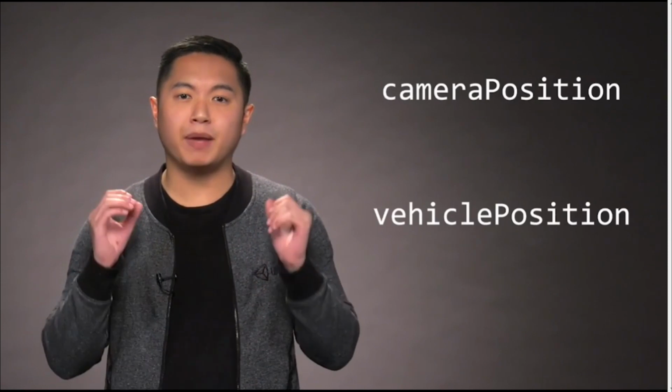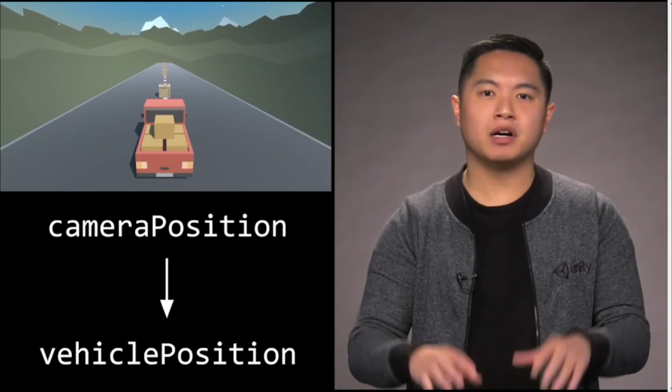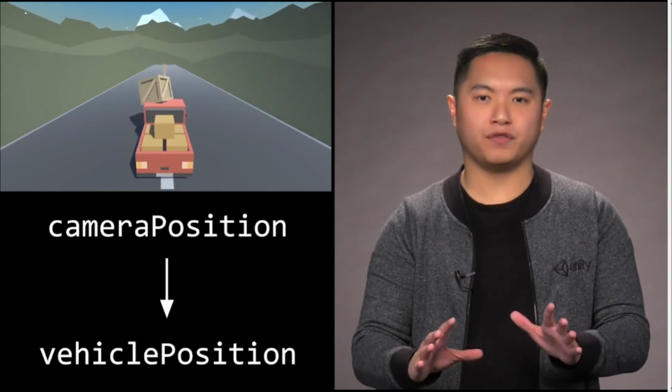So we'll make a new variable for the vehicle's position, set the camera's position based on that variable, and just like that, your camera will be able to stay right on your vehicle's tail. To make all that happen, I'll see you in Unity.